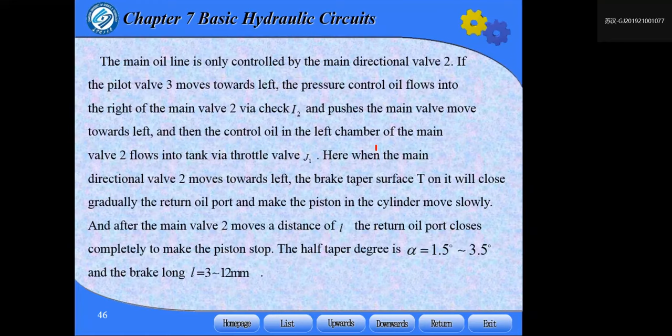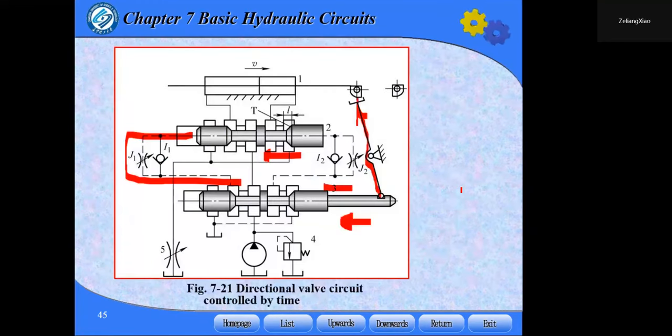Sorry, Loshi, can you please come again? The principle, the working principle? Yeah, Loshi, the last part. Last part. Wait.